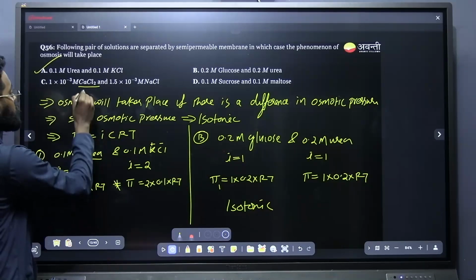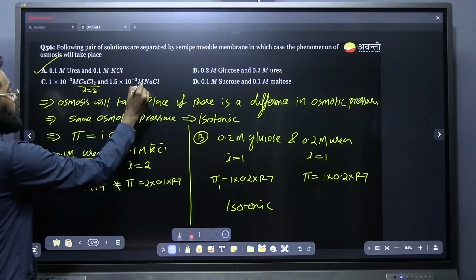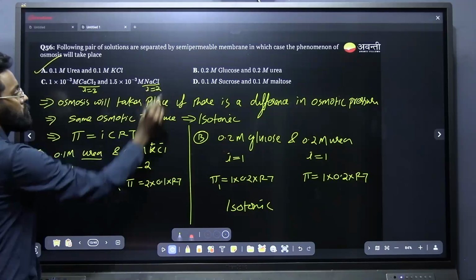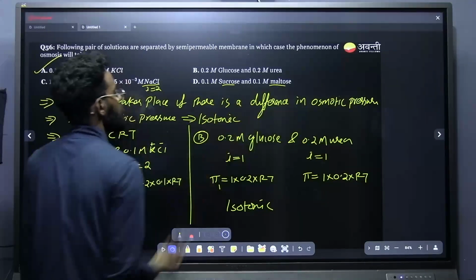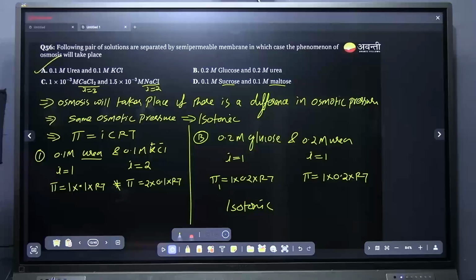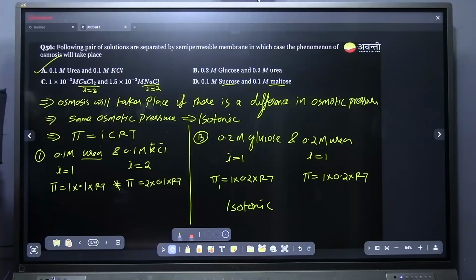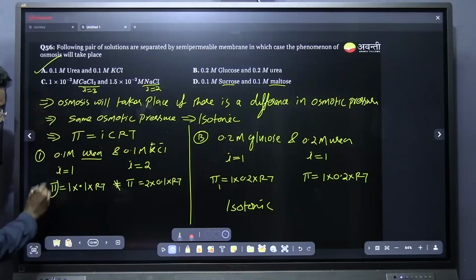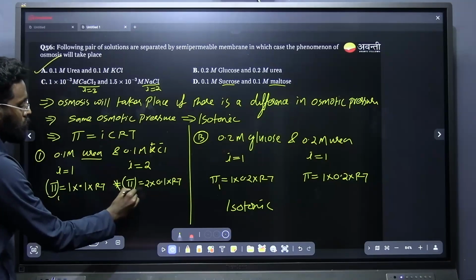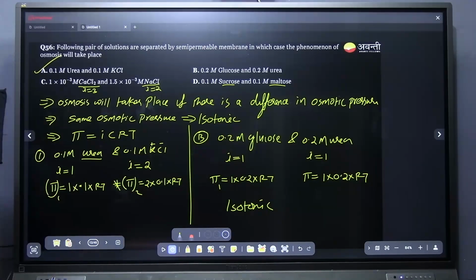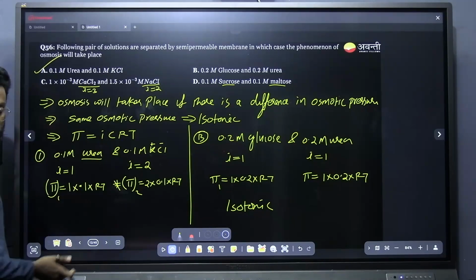Here it is CaCl2, and the i value is equal to 3. NaCl, i is equal to 2. Sucrose and maltose are non-electrolytes, i value is equal to 1. You can check the remaining; you will find them isotonic only. Only A is not isotonic, so that is the answer. Shall I move on? These are all easy questions only. You might already have solved a lot of questions like this. Moving to the next question.